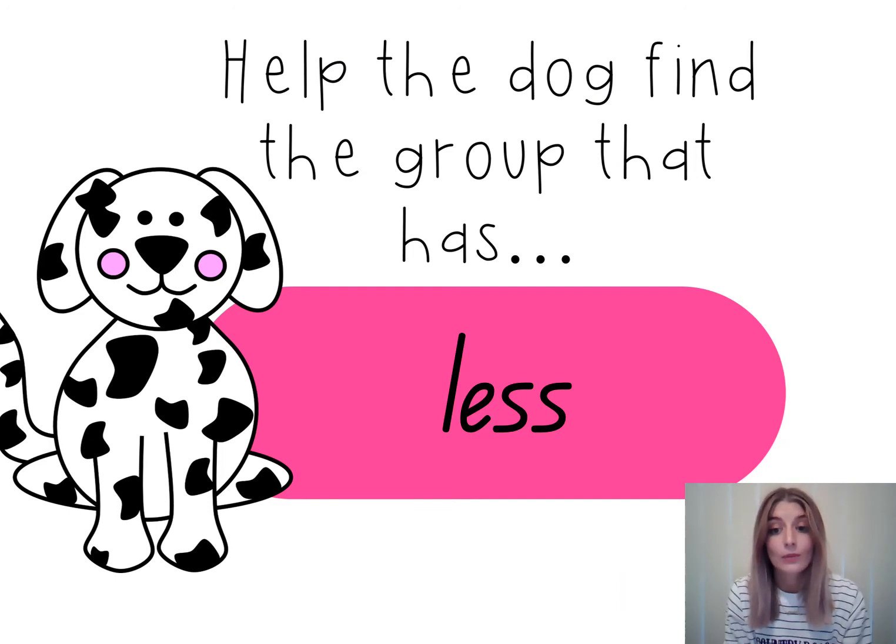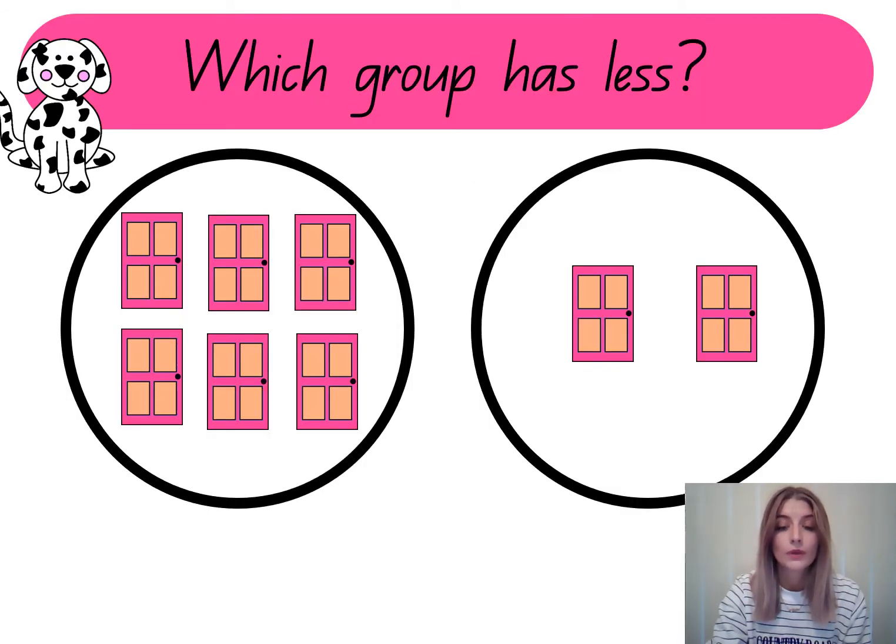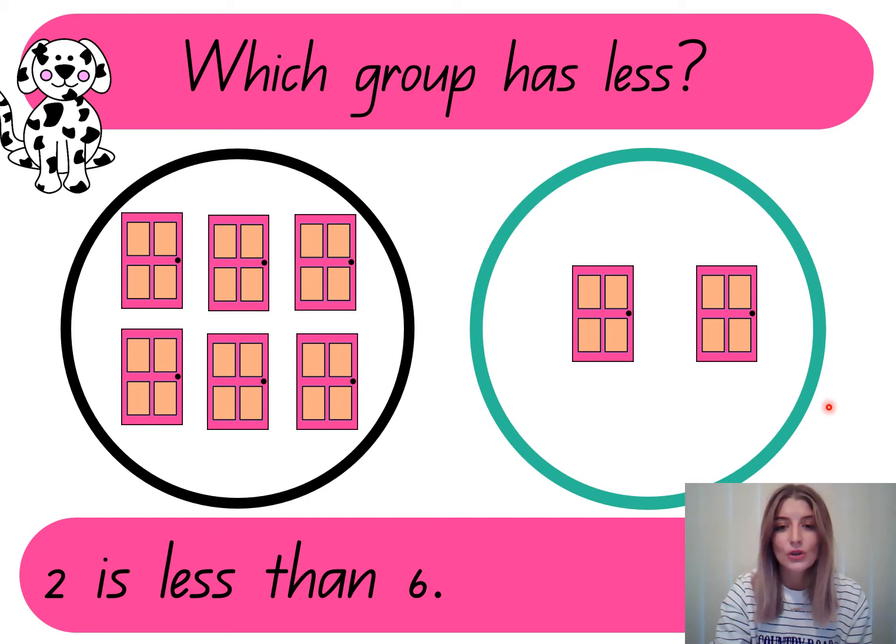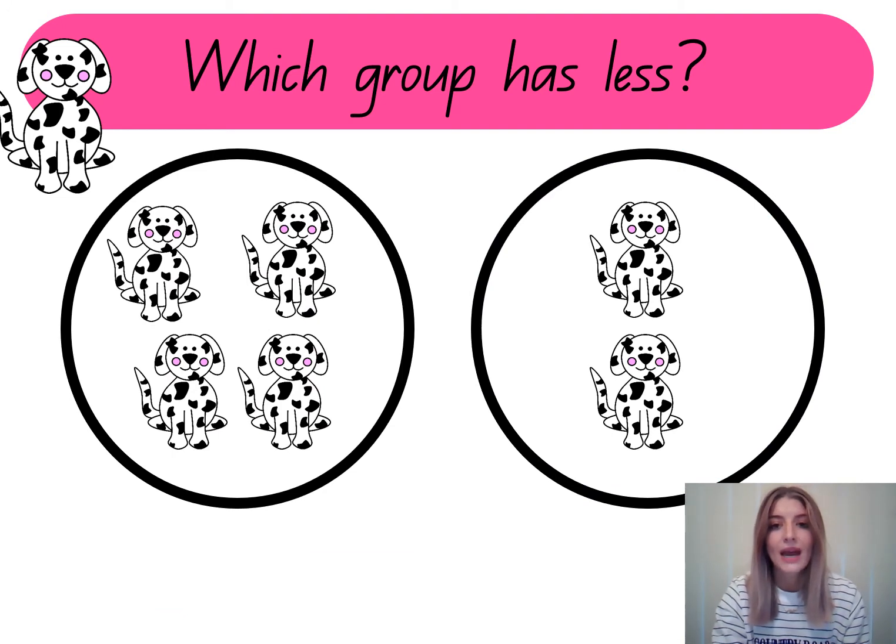Okay, now we're going to help the doggy have a go at finding the group that has less, which means the smallest amount. So which group has less doors? Group number 1 or group number 2? Remember, less is the smaller number. Put your finger on the group when you've got it. That's it, group number 2, because 2 is less than 6. It's smaller.